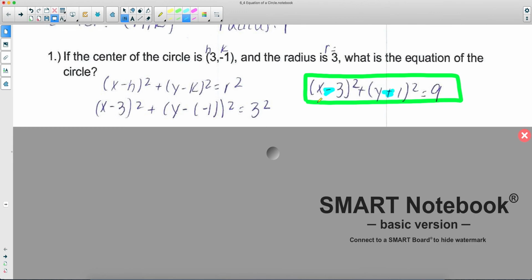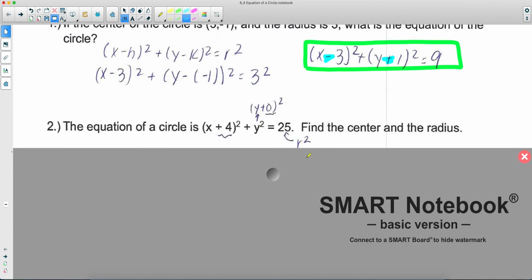So it's really easy to just think of the center as switching the signs, right? The h is in the x spot, so the h value goes with x. The k is in the y spot, so your k value goes with the y. And then the r is just squared. Okay, do some more practice.